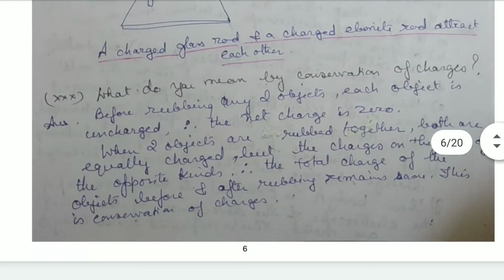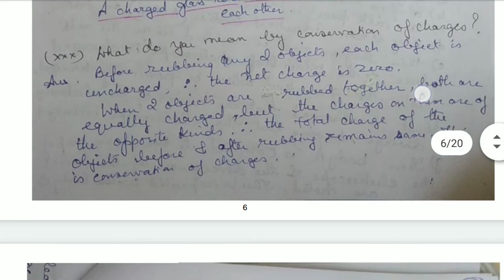Now, what do you mean by conservation of charges? See, before rubbing any two objects, each object is uncharged. So their net charge will be 0. But when two objects are rubbed, they acquire opposite charges, but they are equally charged. For example, the glass rod and the silk. When the glass rod and the silk were not rubbed, their net charge was 0. But when they were rubbed, the glass rod acquired positive charge and the silk acquired negative charge.